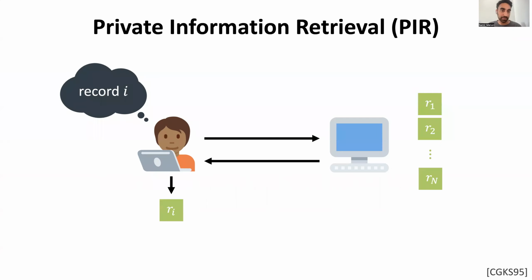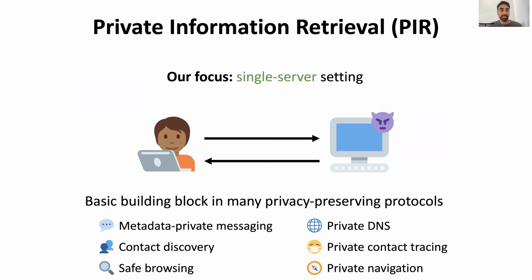In private information retrieval, a client wants to retrieve a record from a database without letting the database learn which record they retrieved. Crucially, this should hold even if the database is malicious. We consider the single server setting, where there's one database and we're trying to protect against that one malicious database. We examine this setting because it's a basic building block in many other privacy preserving protocols.